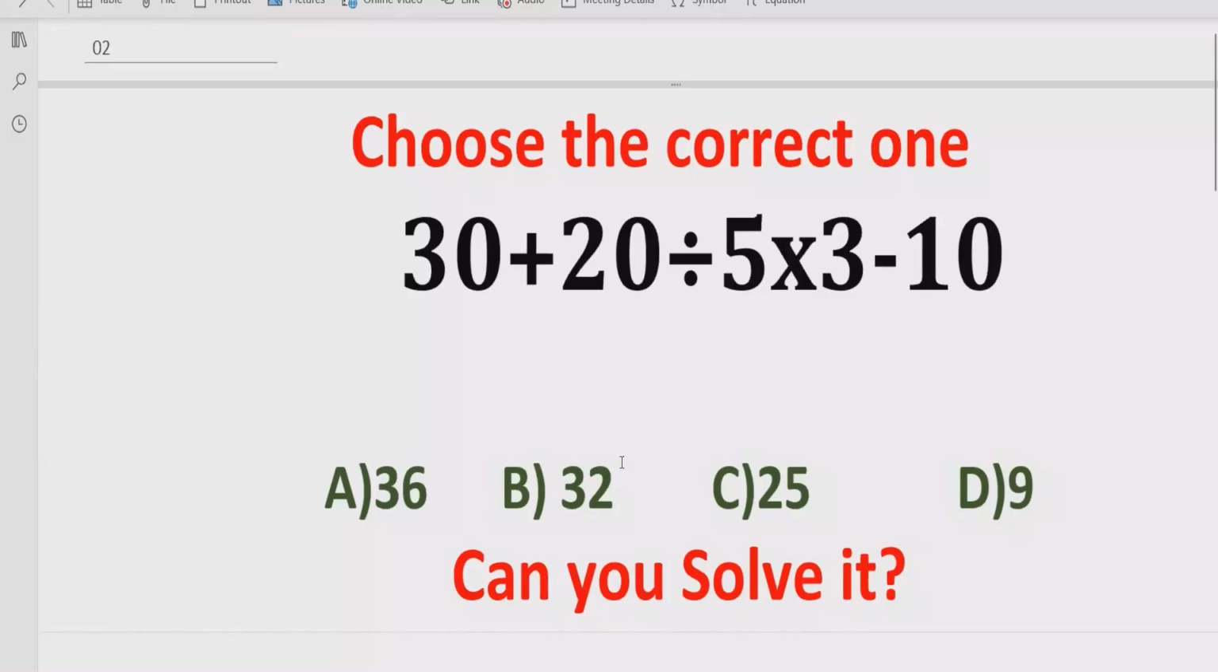Today we will solve another quiz which is related to arithmetic expression. The quiz contains the basic operations plus, minus, multiplication and division. So we have to solve this quiz using the PEMDAS and BODMAS method and find out the correct answer. In the answer list we have 4 answers: 36, 32, 25 and 9. So let's see after solving it which answer is correct.